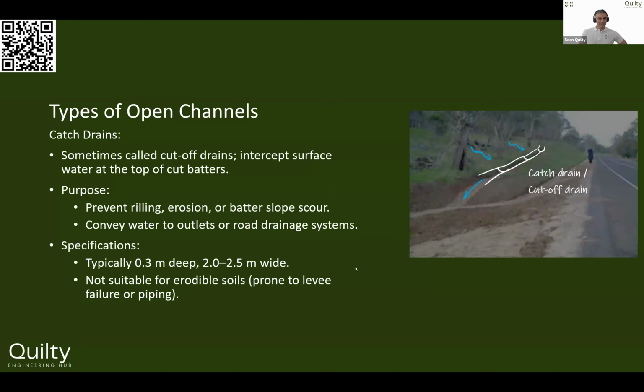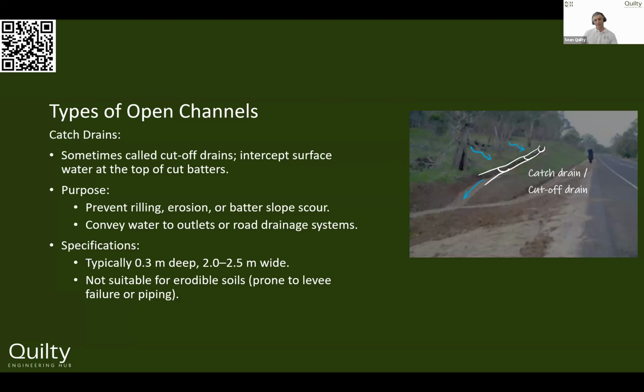We also have catch drains. As the name suggests, this is to catch the water, or sometimes they're called cut-off drains. So it's to cut off any of the water that's heading somewhere that we don't want it to go. So this will intercept the surface water. Typically, you'll see these at the top of cut batters.